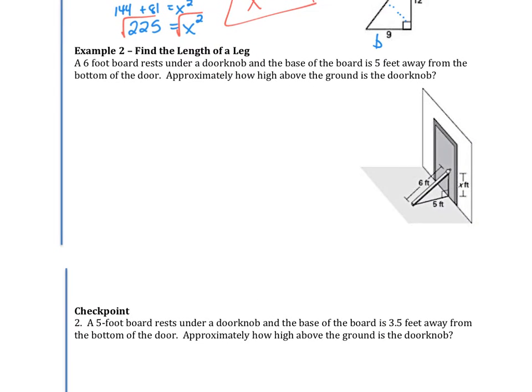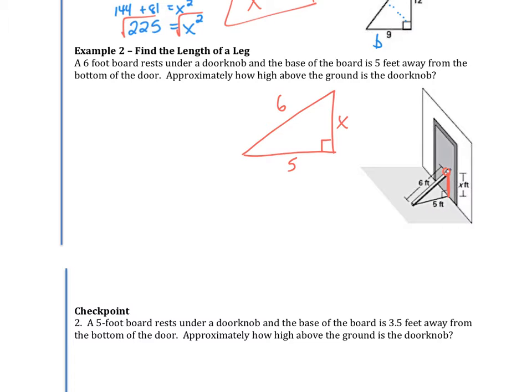Example 2 says a 6-foot board rests under a doorknob and the base of the board is 5 feet away from the bottom of the door. Like in this picture here in the bottom right, approximately how high above the ground is the doorknob? Here's the doorknob. We're looking for this height right here. So really our triangle looks like this. We have x, we have 5, and we have 6.